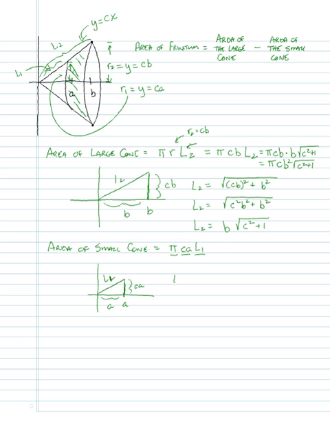So, like above, L sub 1 is the hypotenuse of the right triangle. And so it's the square root of the sum of the squares of the sides, which ends up being, in this case, a times the square root of c squared plus 1. So we put that back in here, and we end up with pi times c times a squared times the square root of c squared plus 1.